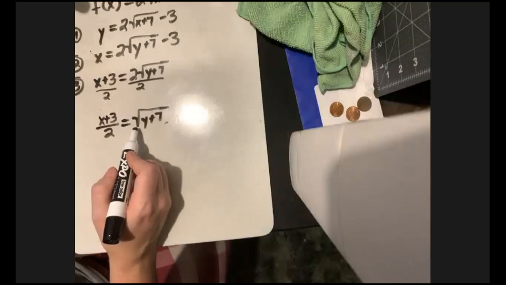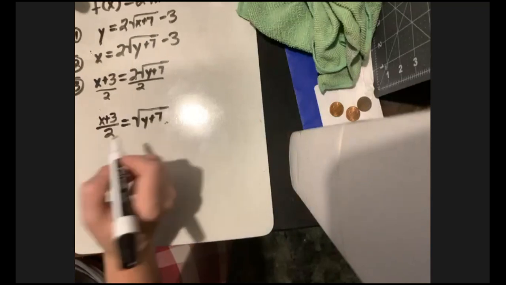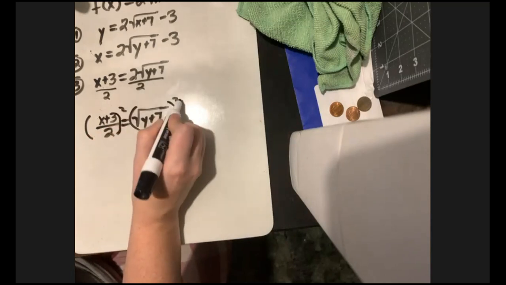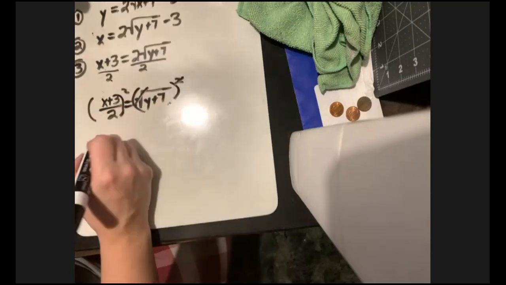So now we talked about last week that the way to get rid of square root is to square. So I'm going to square all of this and square. And again, this is going to kick off over here.